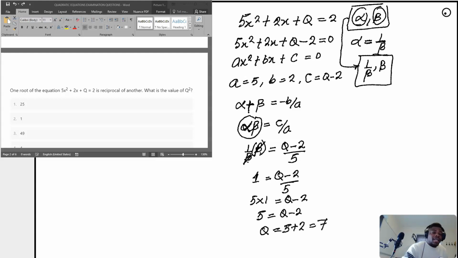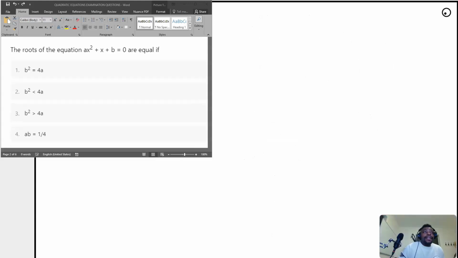But this question says, what is the value of q squared? So q squared will be 7 squared, and that is 49. So our option is option 3.